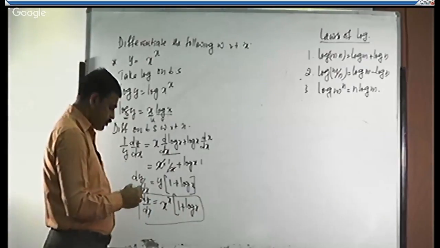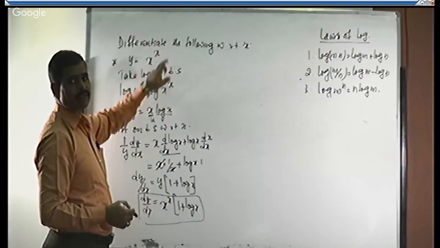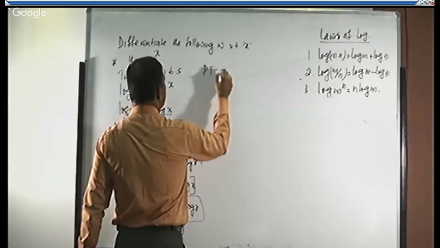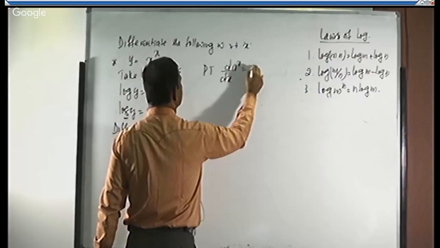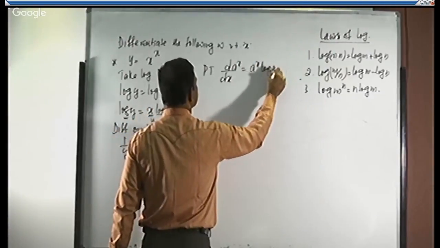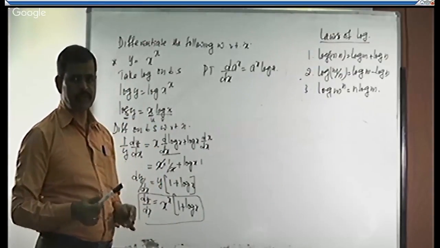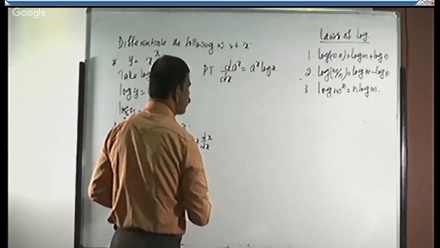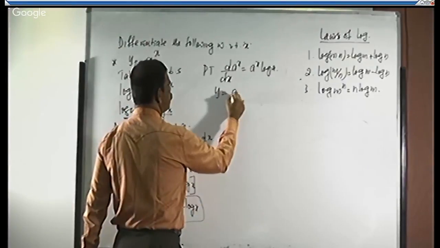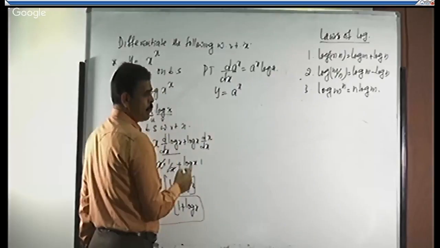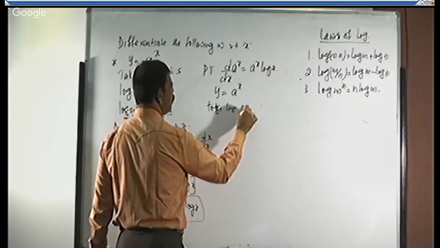Right? The same procedure you have to follow when function to the power of function is given. Prove that dy dx of a power x is equal to a power x into log a. I have given differentiation of a power x is equal to a power x into log a in the beginning itself. Let us prove it. It has to be proved by using laws of logarithm. Take y is equal to a to the power of x. So this is y. Take log on both sides.